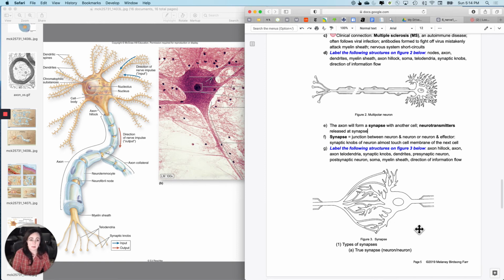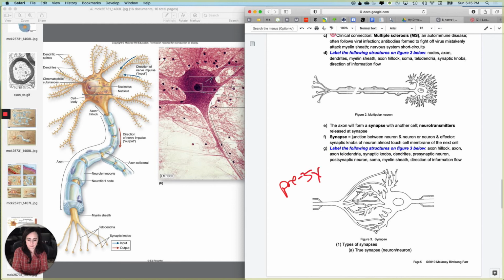So with that in mind, you should be able to look at a simplified figure like this and say, okay, where's the axon hillock? Well, the axon hillock always attaches to the cell body, so it's here. So let's call these the presynaptic and postsynaptic neurons. Let's just do this together. So this is the presynaptic neuron, because you can tell information's going that direction. This is the postsynaptic neuron.